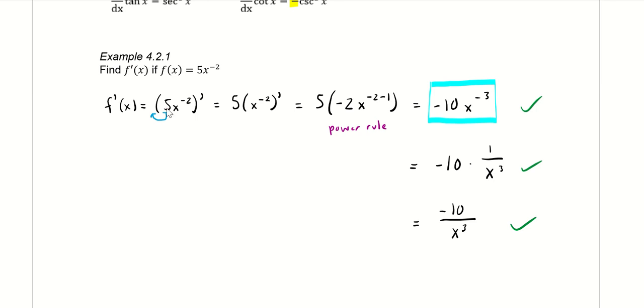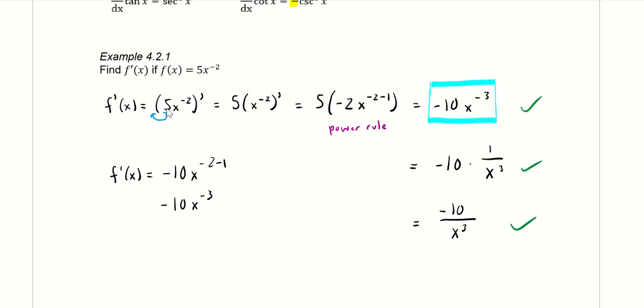You can also, maybe once you get faster with this, say, oh, I don't really need to make a separate step taking that constant out, I can do all of this at once and say, oh, I'm going to drop the -2 to the front, multiply it by 5. That's going to be -10 times x to the -2 minus 1. Or you can even just say, oh, -10 times x to the, well, what's 2 minus 1? -3. That's really all up to you in terms of how much work you want to show.